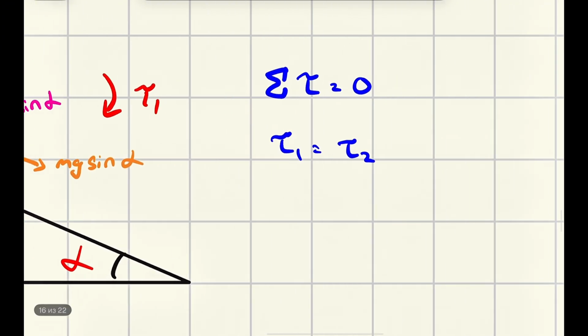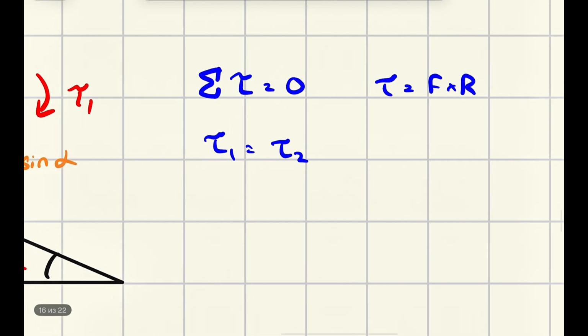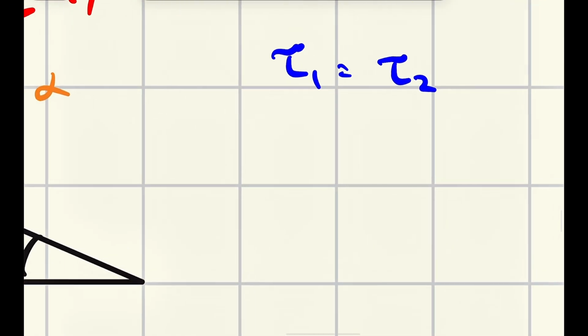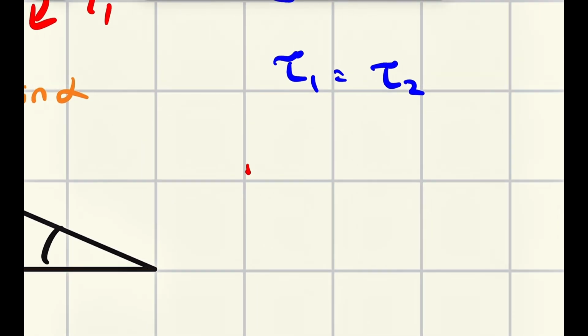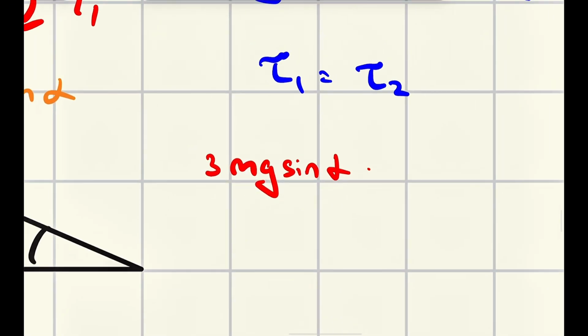Here, the torque 1, the formula of torque, you definitely know this. This is force and cross product r, which means that these forces have to be perpendicular to that distance. And we have that force 3 mg sine alpha. This would be somewhere here. Yeah, 3 mg sine alpha. Its distance from the pivot is just a.